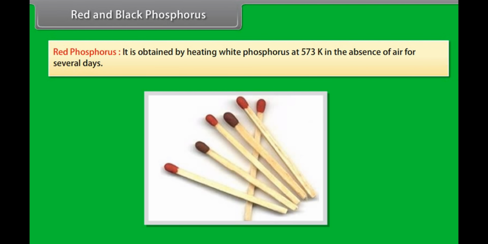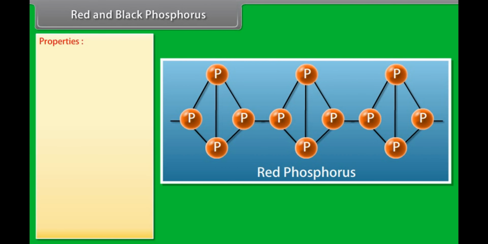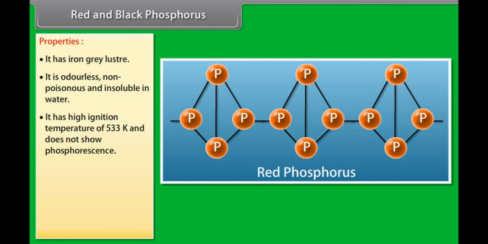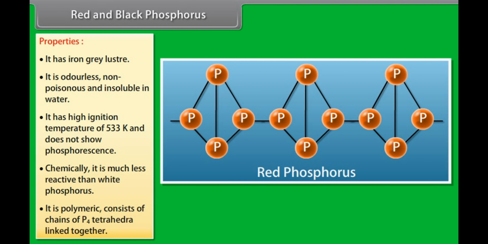Red and black phosphorus. Red phosphorus. It is obtained by heating white phosphorus at 573 Kelvin in the absence of air for several days. Properties. It has iron-grey luster. It is odorless, non-poisonous and insoluble in water. It has high ignition temperature of 533 Kelvin and does not show phosphorescence. Chemically, it is much less reactive than white phosphorus. It is polymeric, consists of chains of P4 tetrahedra linked together.